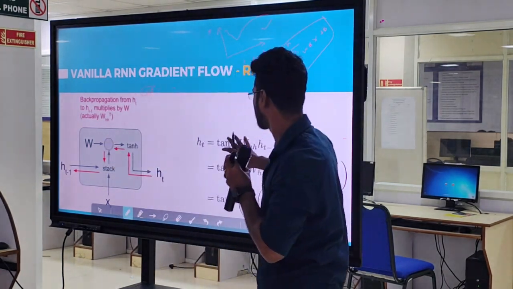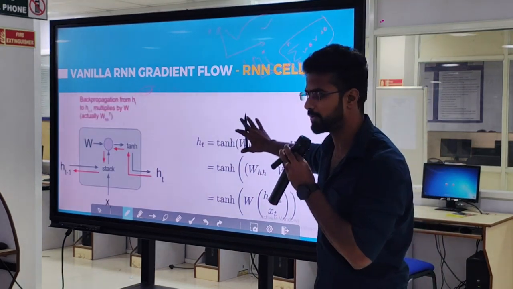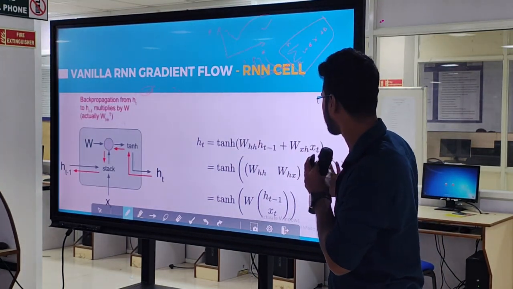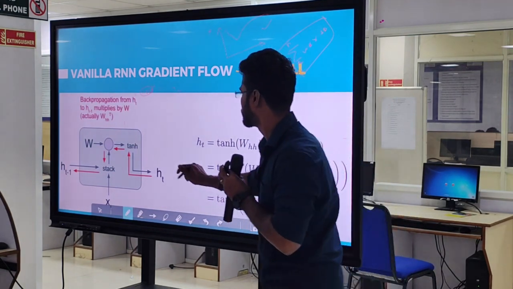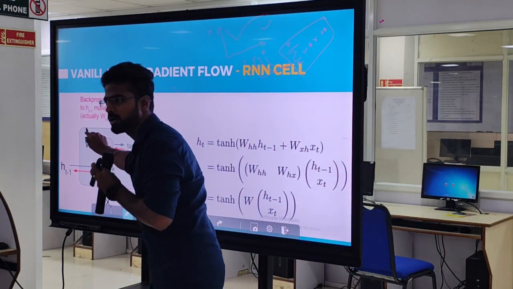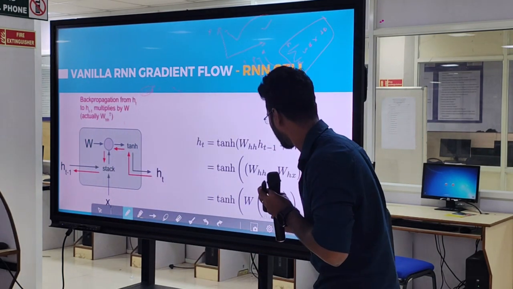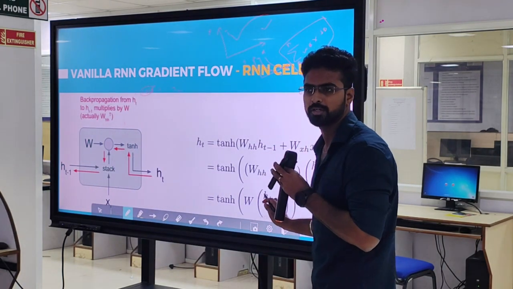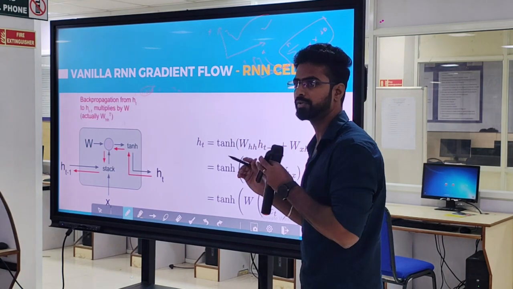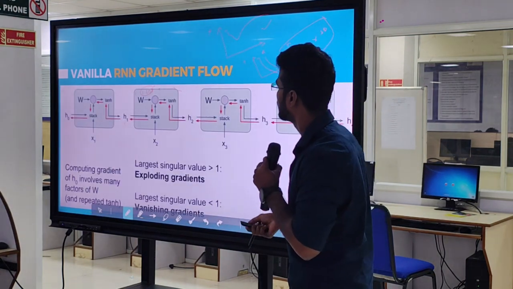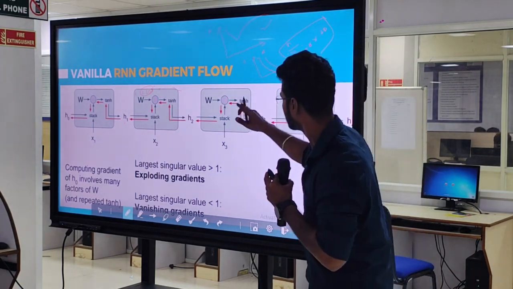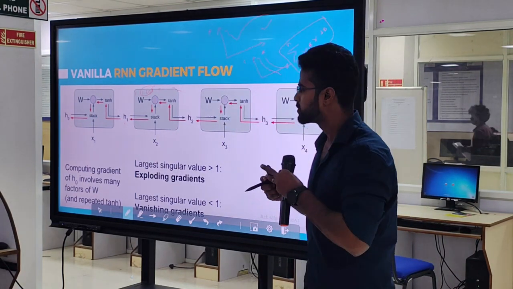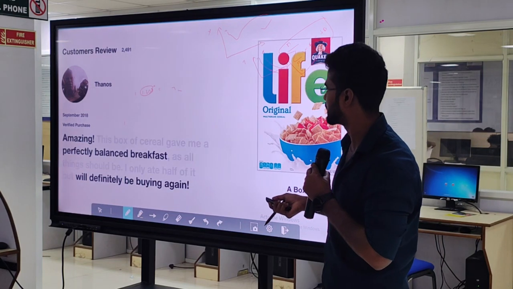This is the process, these are the equations we formed previously, and in order to compute this we have a common weight, a tanh of one weight. So only one weight we will be using for the previous state and for the current input state. This is the vanilla RNN we have approached. This is how the communication will happen.